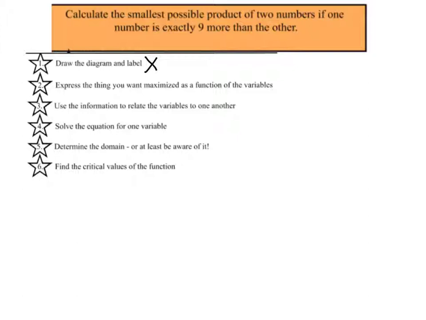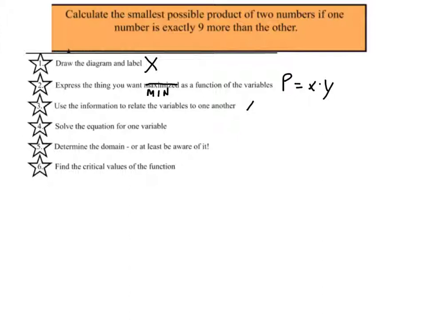Okay, in this case, I want to minimize. The process is the same, but I want to minimize my product. So I have two numbers. I'm just going to say the product is one number multiplied by the other. Now I'm going to use the information to relate them to one another.